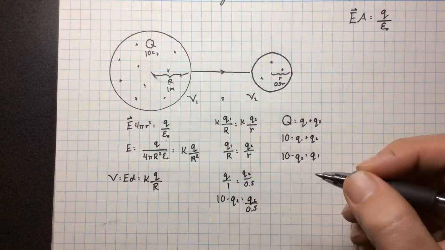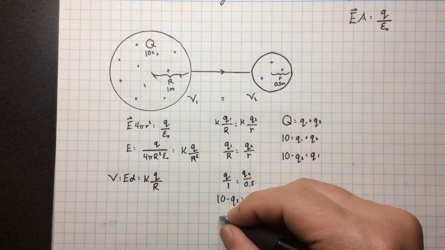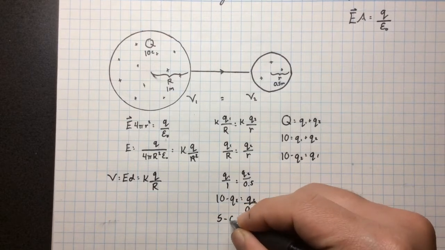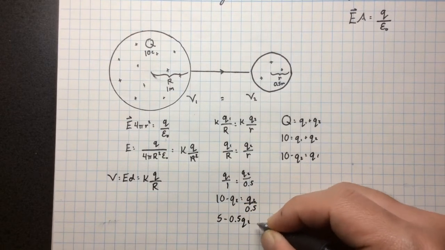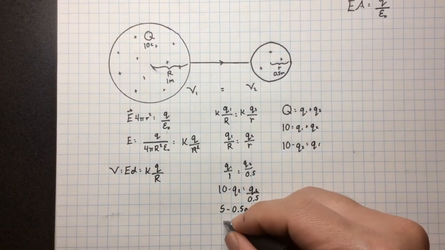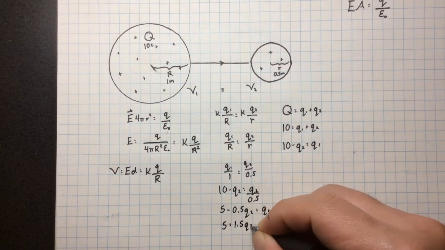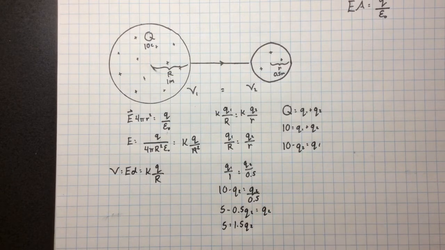Let's go ahead and multiply everything by 0.5. Move that over. So 0.5 times 10 is going to be 5. 5 minus 0.5 Q2 is equal to Q2 itself. I'm going to move that over. 5 is equal to 1.5 Q2. And then we're going to divide and say 5 divided by 1.5. What is that going to be? 5 divided by 1.5, I should already know this.